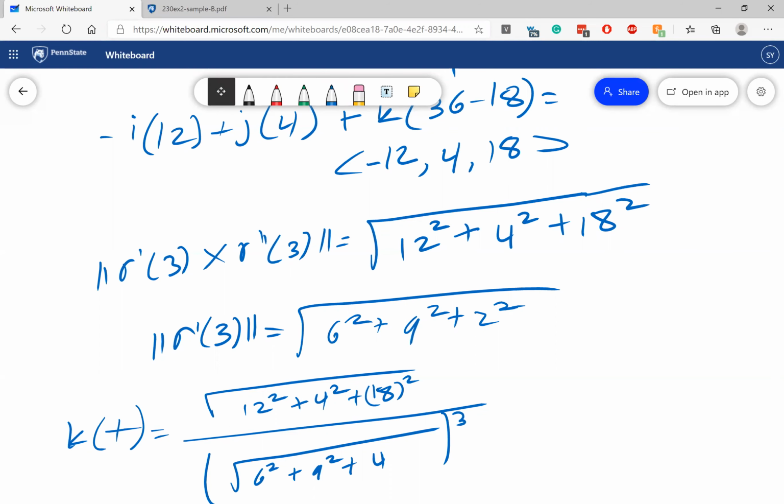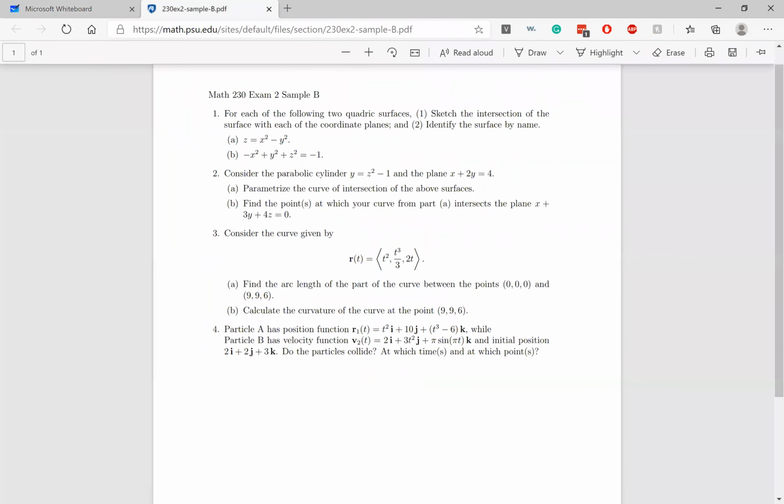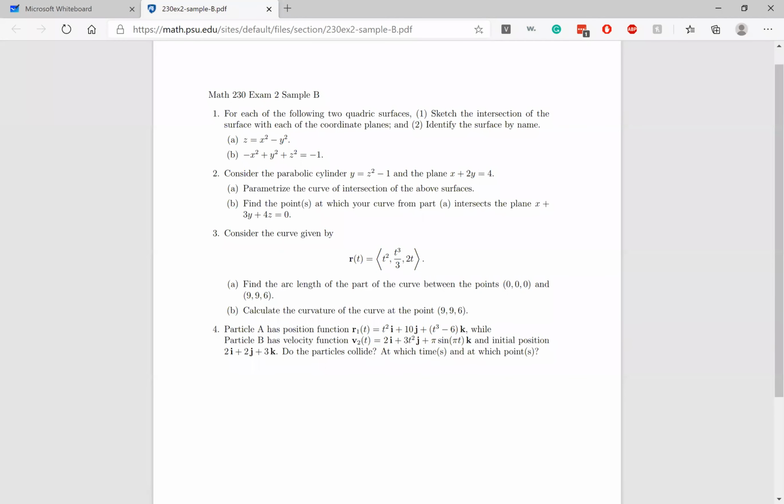Okay. So the next problem, they tell us that particle A has a position function, while particle B has a velocity function and an initial position. Do the particles collide, at which times, and at what points? Okay, so the first thing is we want to find the position for this one.